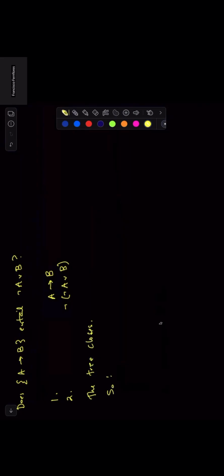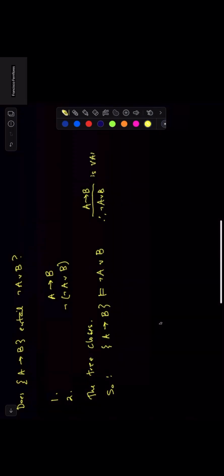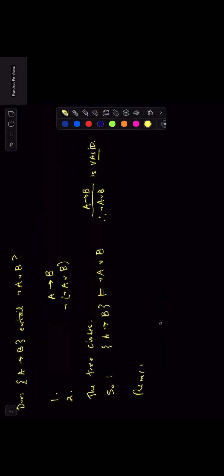So what we can conclude is that the set A arrow B, that is to say the set that contains the sentence A arrow B, entails neg A or B. And we can also think of this as an argument. What we're saying is that A arrow B, therefore, neg A or B is valid. And this should not surprise us, because we remember that A arrow B is logically equivalent to neg A or B.